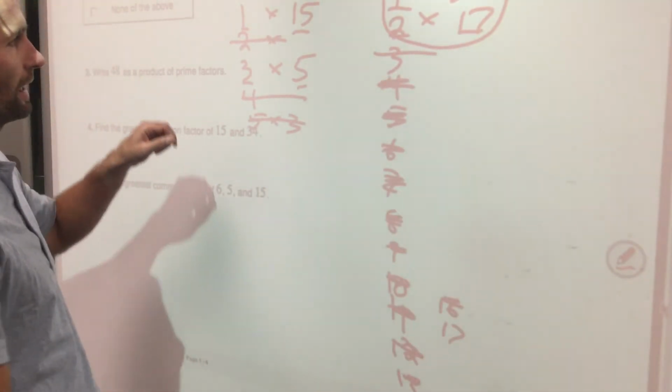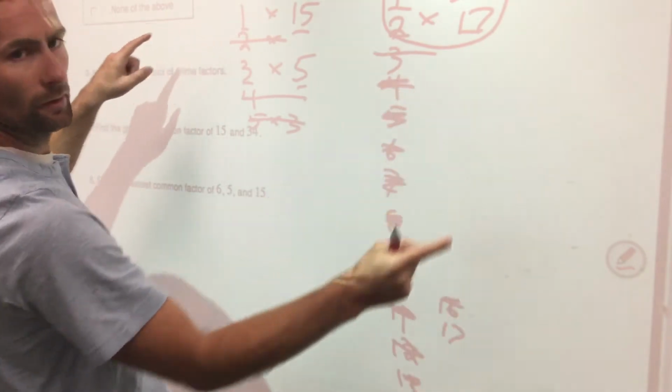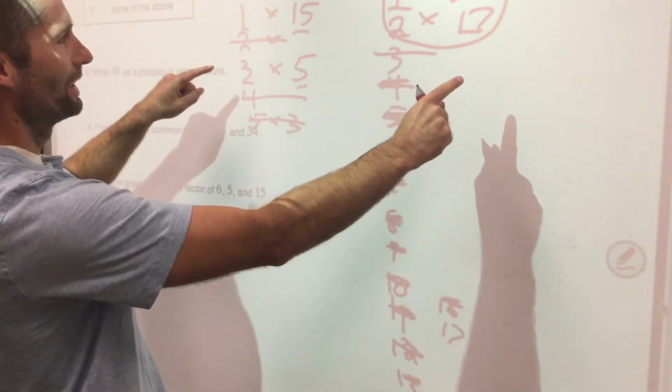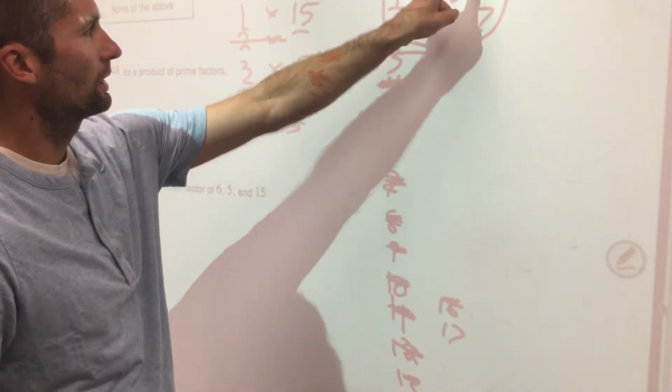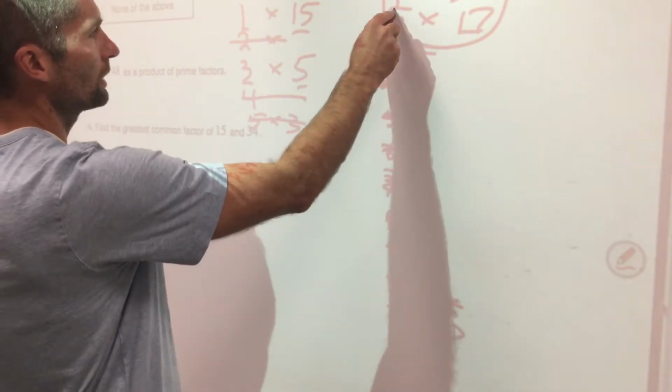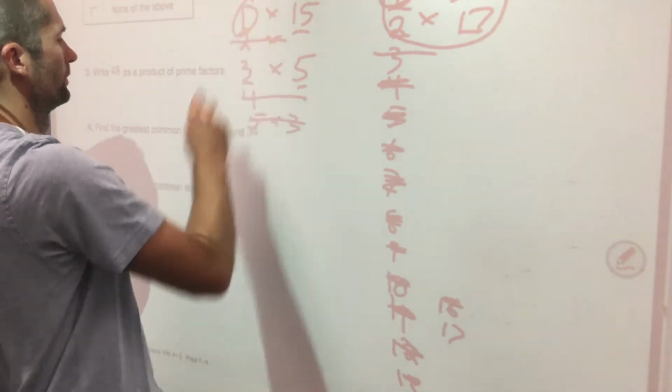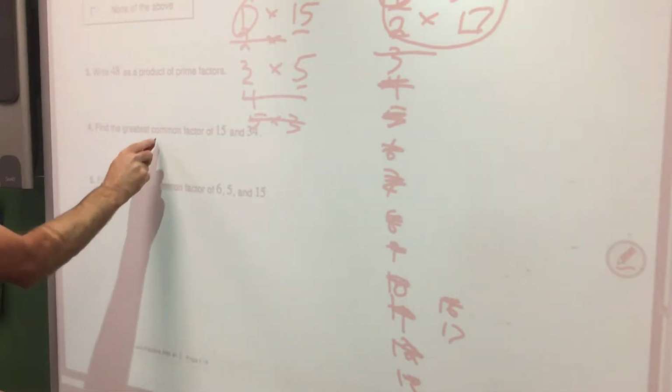So greatest common factor, I should rewrite these, but just for the interest of time, I'm not going to. 1, 3, 5, 15, 1, 2, 17, 34. The only common factor is 1. So the greatest common factor is 1.